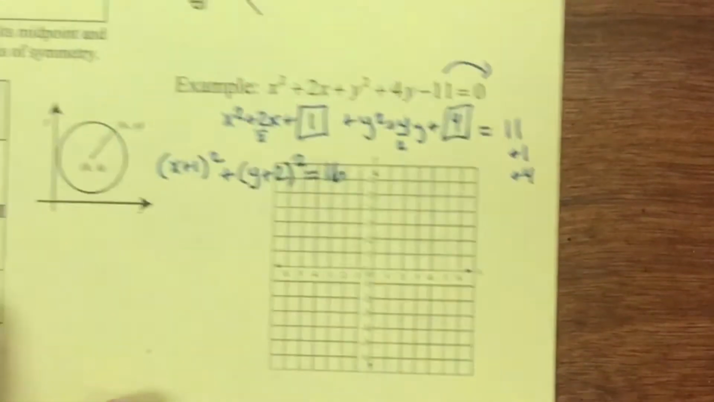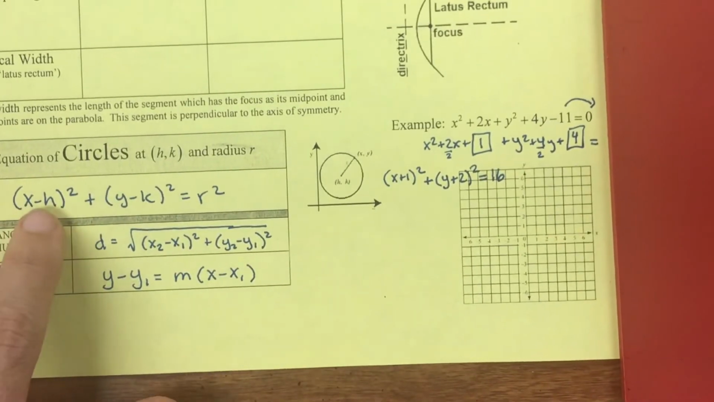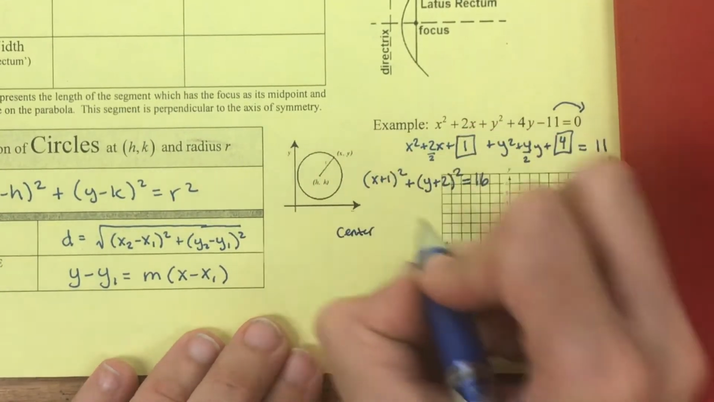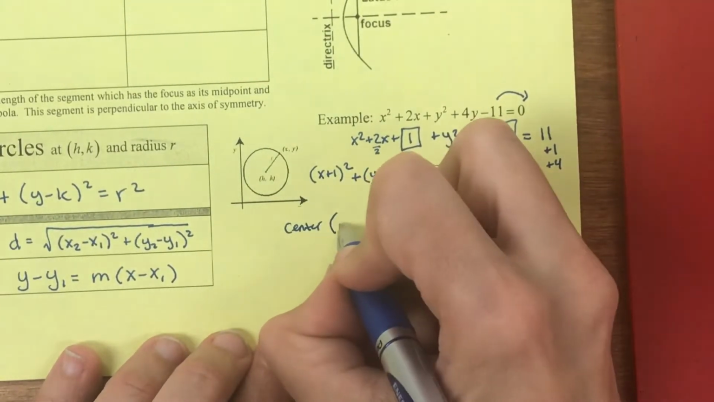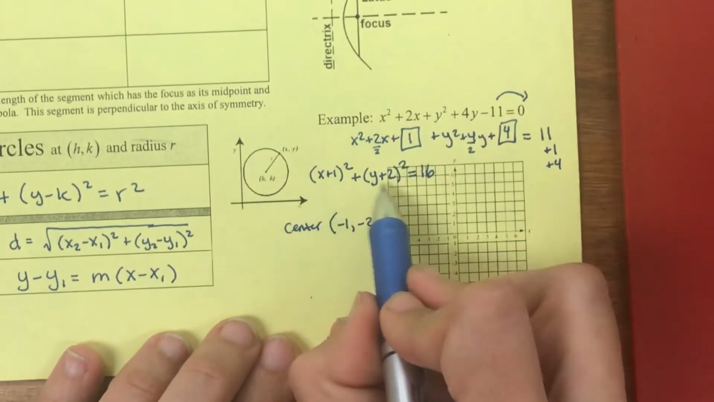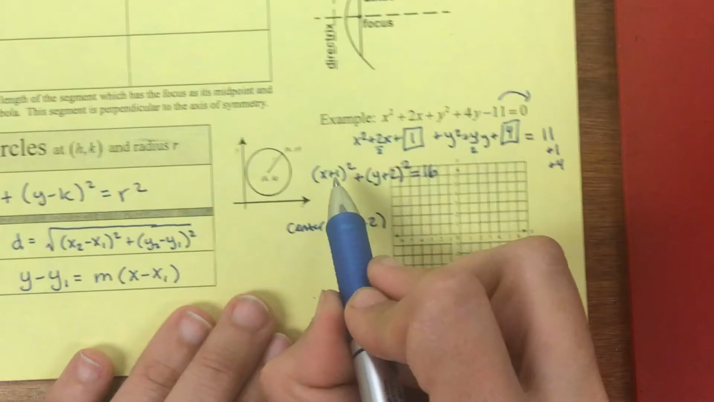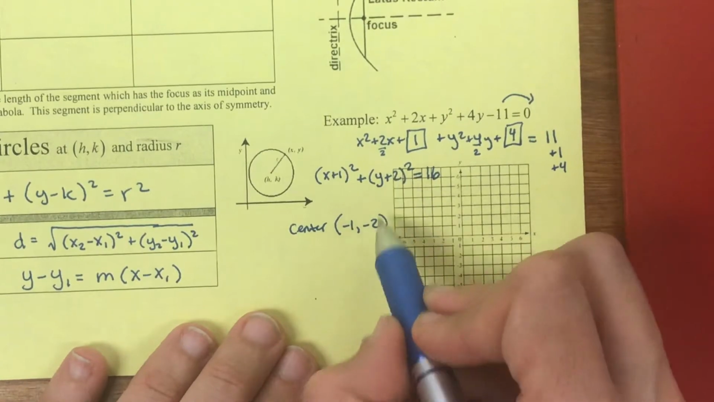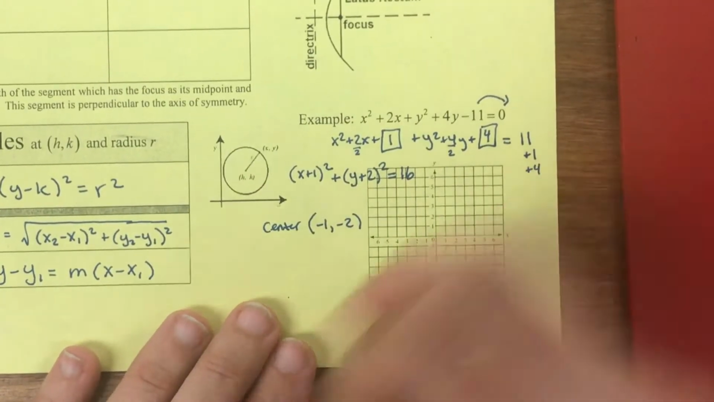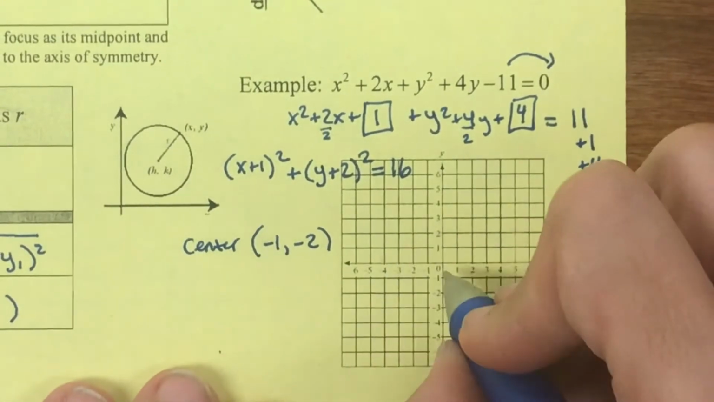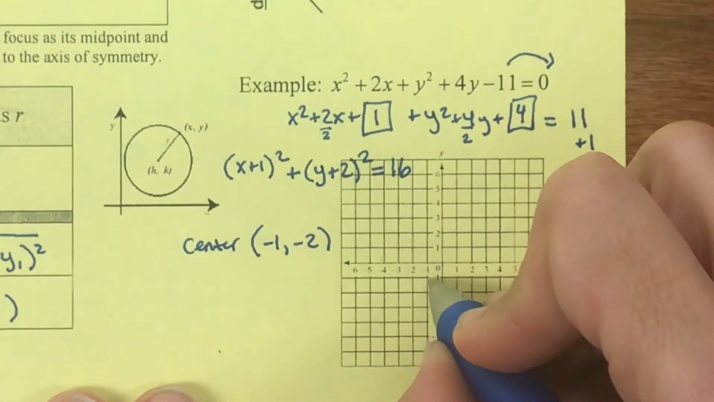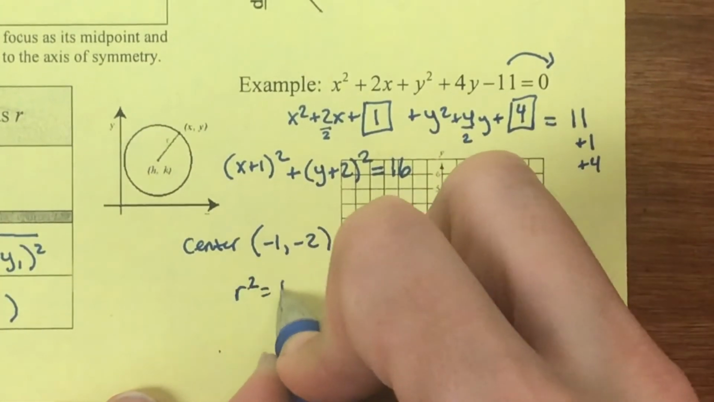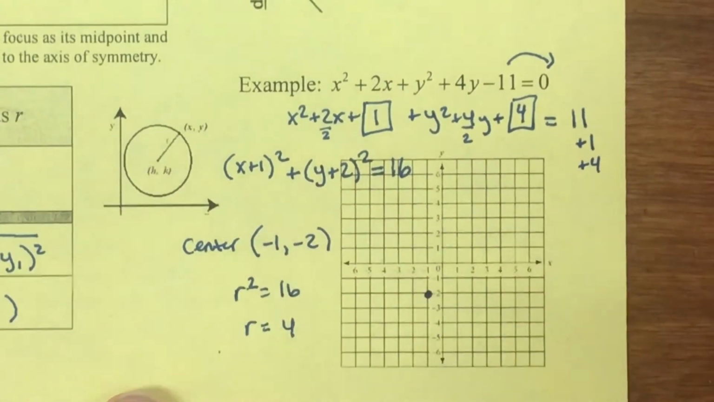And now we have it in the form that we were hoping to have it in, (x minus h) squared plus (y minus k) squared equals r squared. So my center of this circle is (-1, -2), because you do opposite signs when it's in parentheses, because it's x minus h, so it's really minus a -1, and y minus k, so it's minus a -2. So this is my center, so I can go plot a point at the center here. So here's my origin. I'm going to go left 1 and down 2. And then the radius, well, r squared equals 16, which means that r is 4.